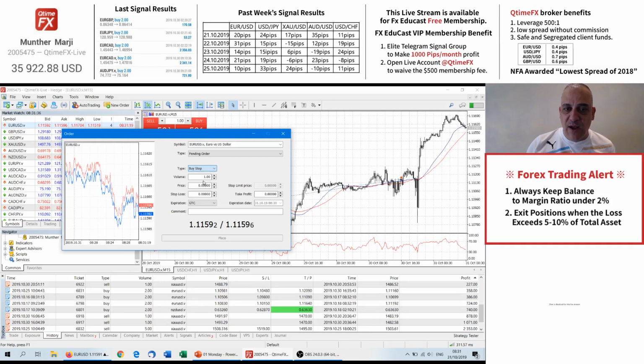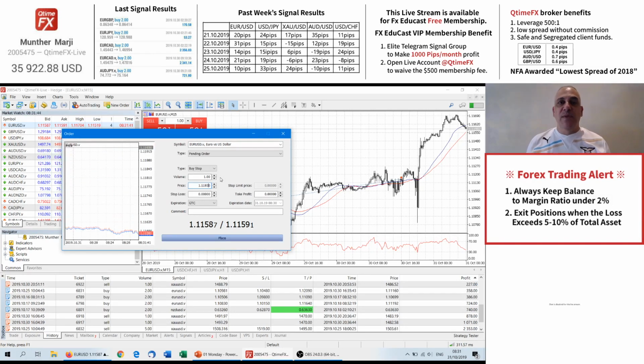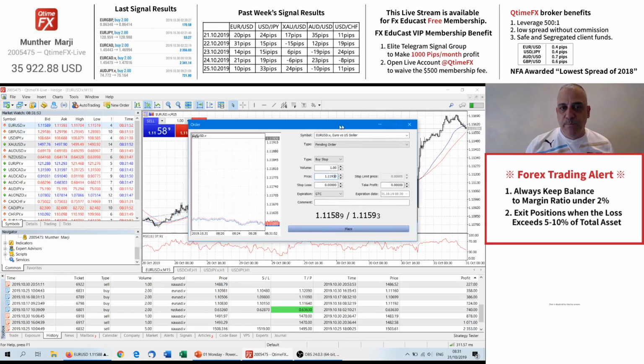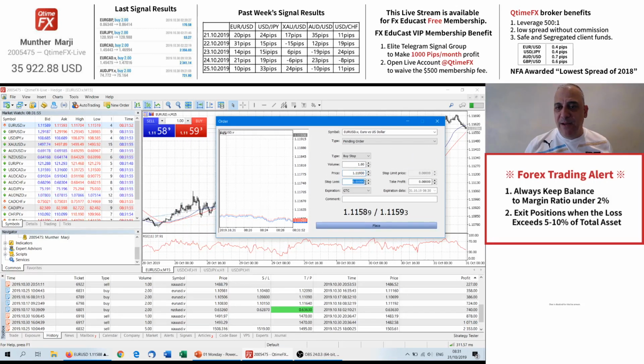Let's start with the stop one. If we start trading above 1183, let's say 10 pips, that means 1193, I want to be in on the euro. I want to be euro long. I want to buy the euro. Okay, and the stop should be below 1136.